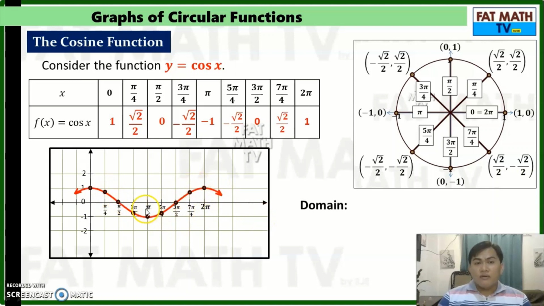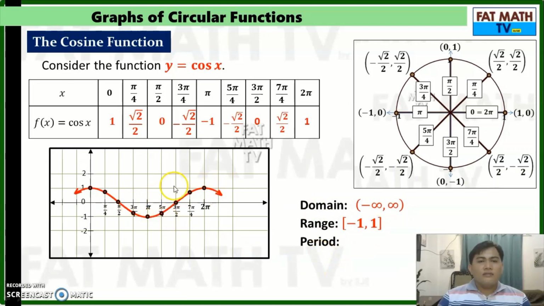Since we have no restrictions for the angle, we can have any real number for the domain. That's from negative infinity to infinity, same with the sine function. And for the range, it's from negative 1 to positive 1. The minimum value is negative 1, and the maximum value is positive 1.